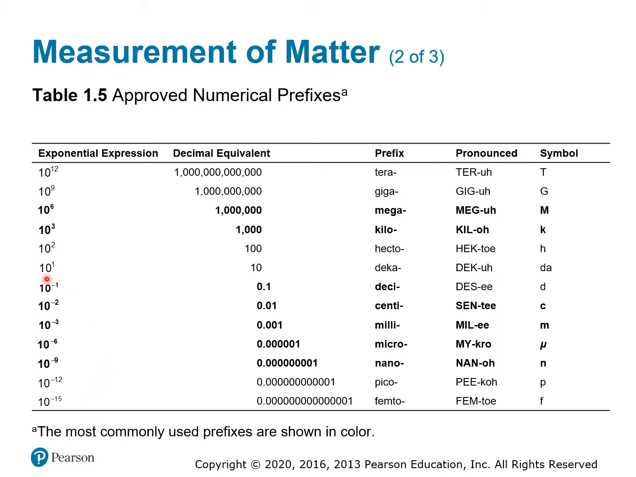What happens when you multiply it? So 10 raised to 1 is 10. So 10 to the power of 2 is 10 times 10, which is 100. So that is hecto. Then 10 times 10 times 10 is 10 to the power of 3, or 1000, which is kilo. And then you have 10 to the power of 6, which is mega, 10 to the power of 9, which is giga, and 10 to the power of 12, which is tera.